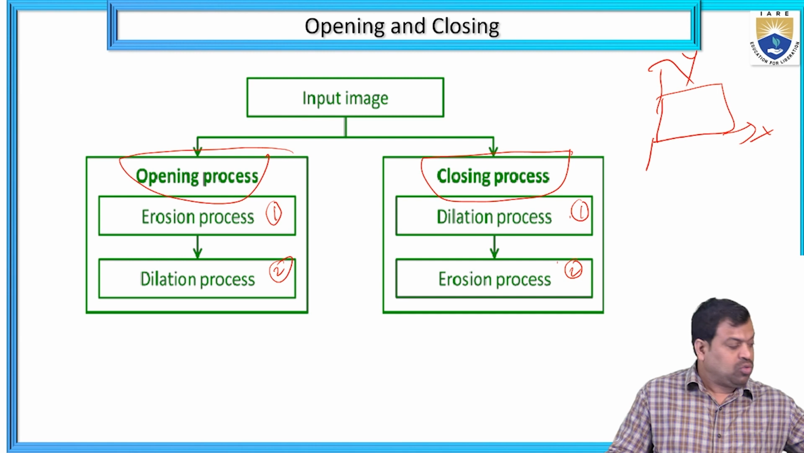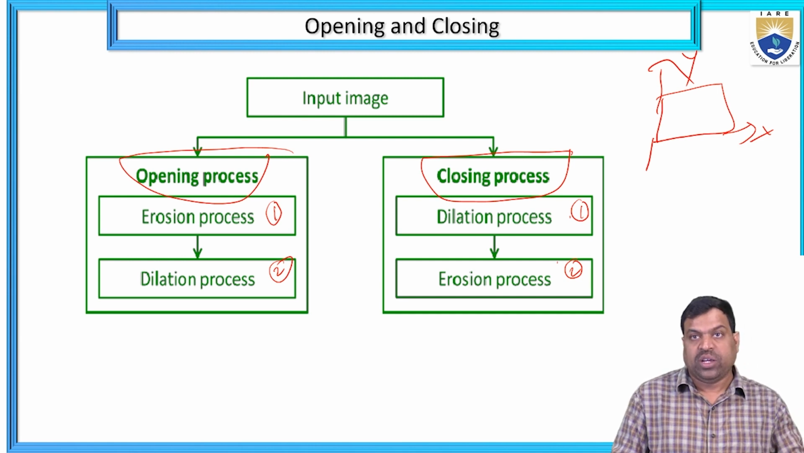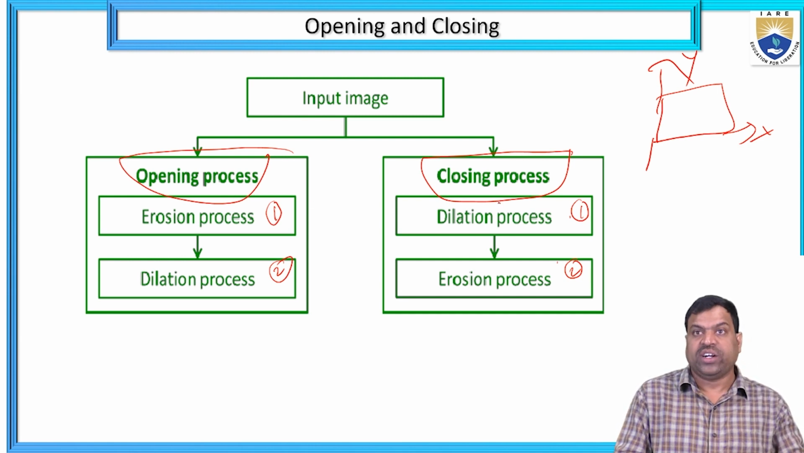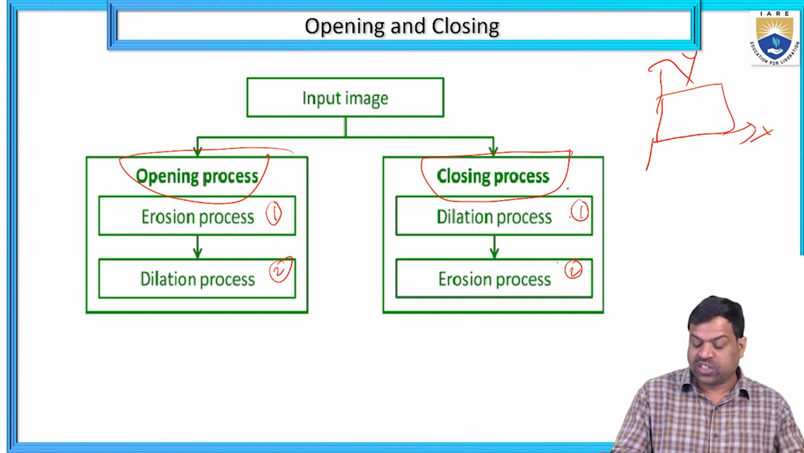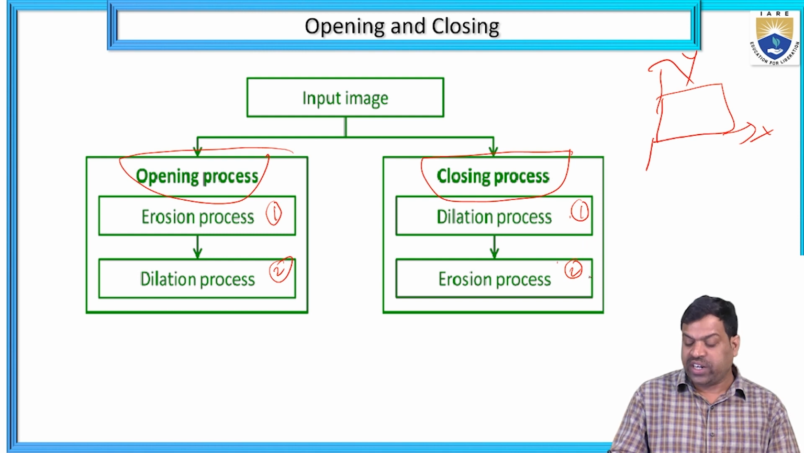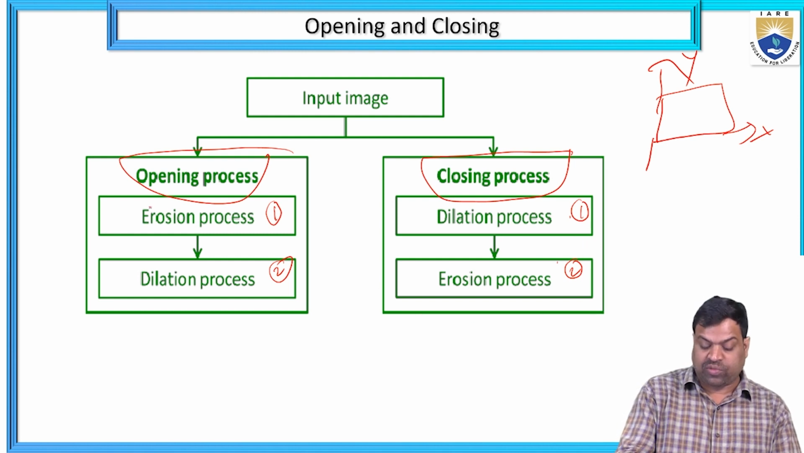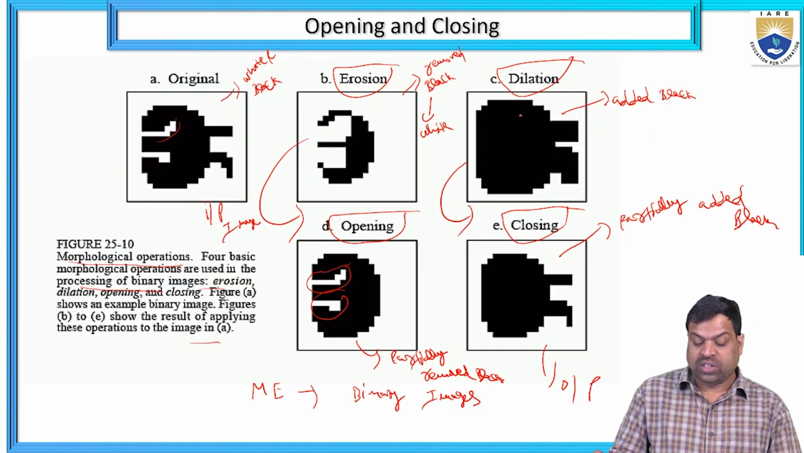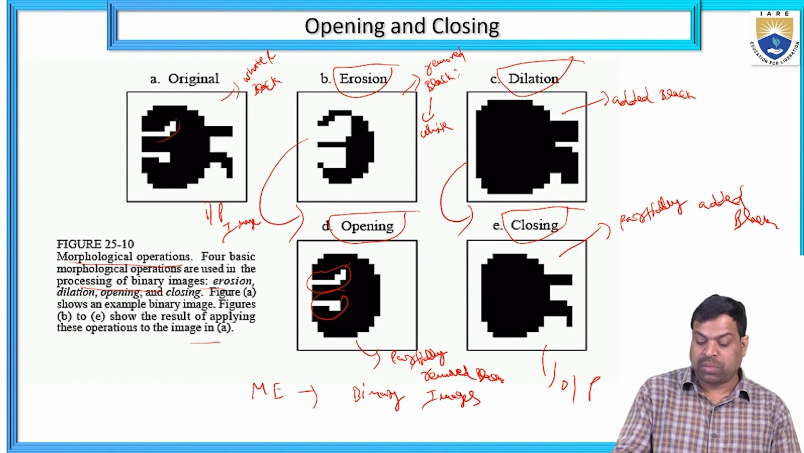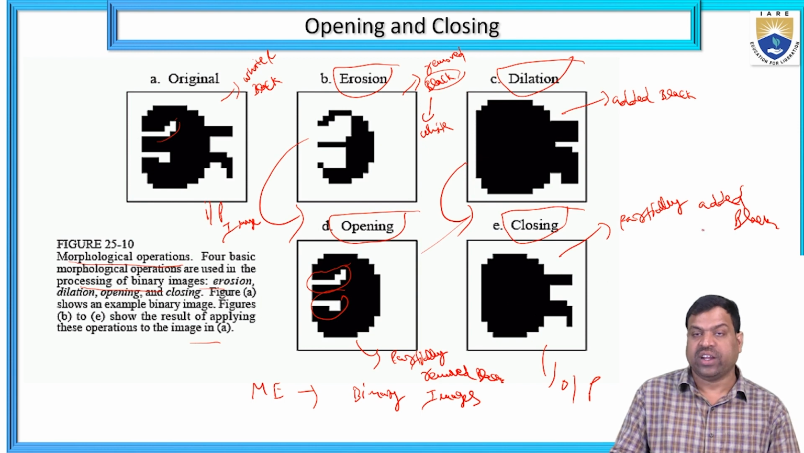So the input images are of two types: the opening process and the closing process. In the opening process, erosion and then dilation. In the closing process, dilation and then erosion. Okay. After the erosion, dilation. Here dilation then erosion. So it is the original with erosion, meaning here removing the black, here added the black, here removed the black, here added, like this.